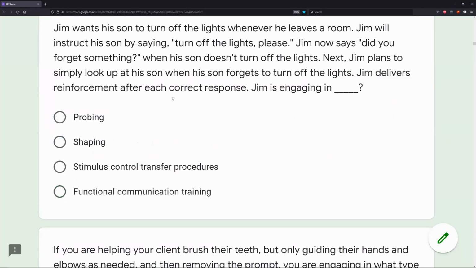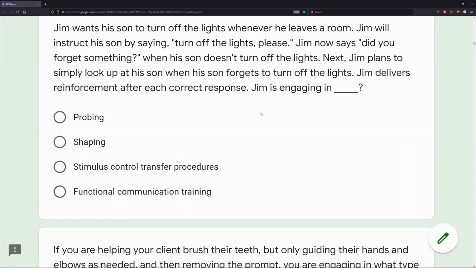Jim wants his son to turn off the lights whenever he leaves a room. Jim will instruct his son by saying, "Turn off the lights, please." Jim now says, "Did you forget something?" when his son doesn't turn off the lights. Next, Jim plans to simply look up at his son when his son forgets to turn off the lights. Jim delivers reinforcement after each correct response. Jim is engaging in what?